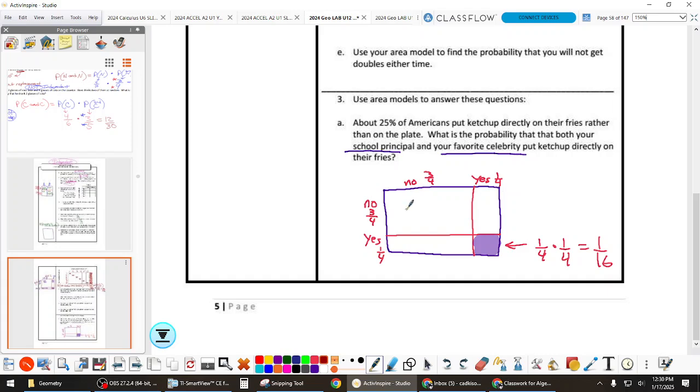So what's the area of this, and what is the category of outcome in that biggest box? And remember, we're comparing our principal and our favorite celebrity. Who's your favorite celebrity?